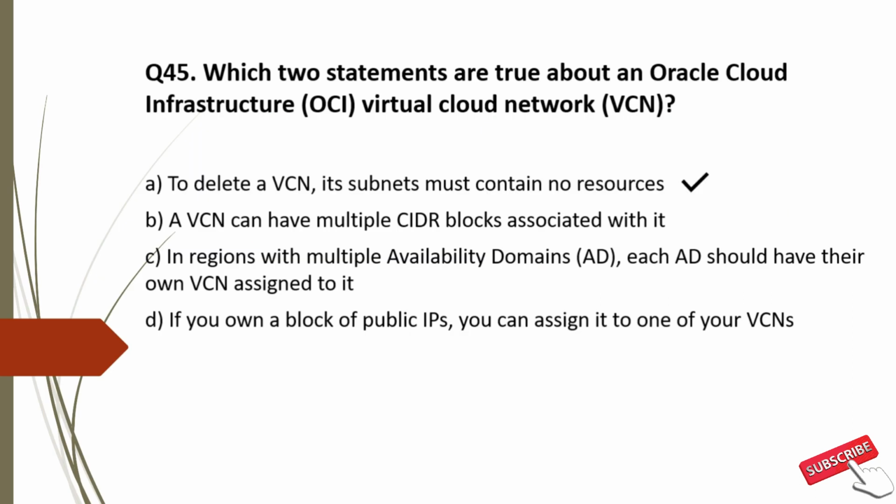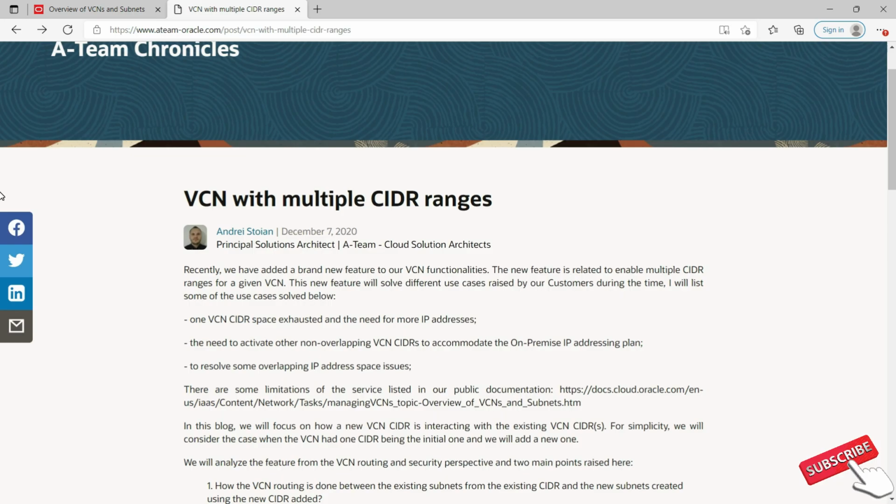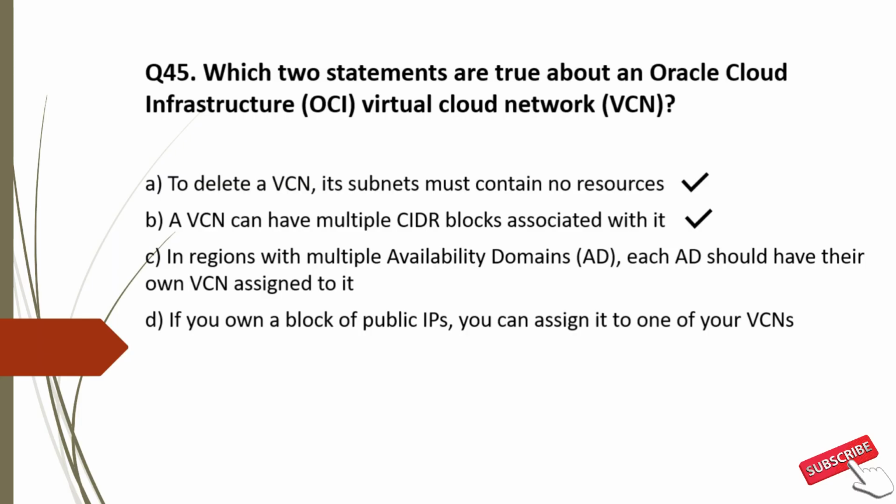Option B. A VCN can have multiple CIDR blocks associated with it. From 7th December 2020, this feature has been added in OCI. Previously, it was not there. You can refer this post to know more in detail. So option B is correct. Option C. In regions with multiple availability domains, each availability domain should have their own VCN assigned to it. This is incorrect. Option D.